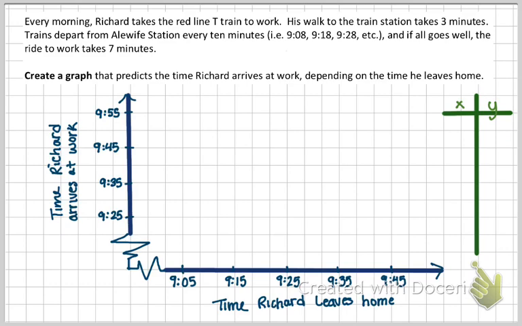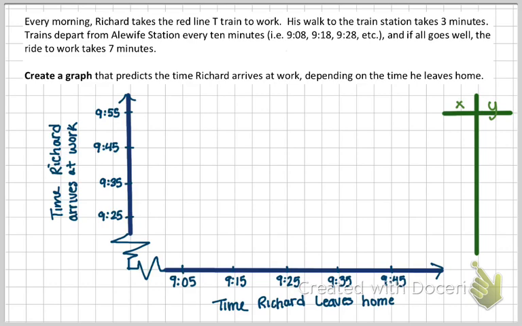His walk to the train station takes 3 minutes, and we're going to assume that the train departs from the station every 10 minutes. So for example, 9:08, 9:18, 9:28. And if it all goes well, the ride to work takes 7 minutes. And we want to create a table and a graph that predicts the time Richard arrives at work, depending on the time he leaves home. So our x is going to be what time he leaves home, and our y-axis is going to represent what time he arrives at work.